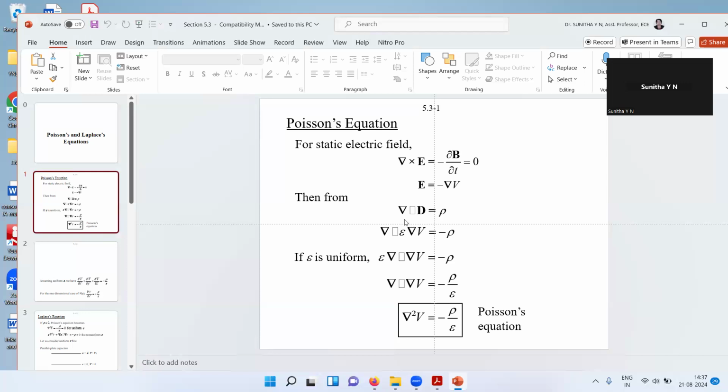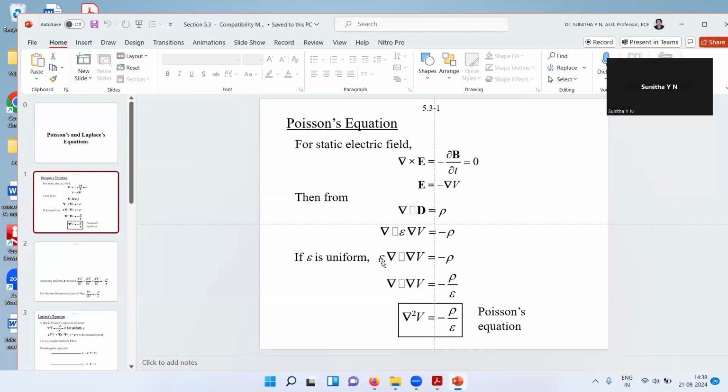This is the point form of Gauss's law, del dot D is equal to rho, where D is replaced with E, and in turn E is replaced with the gradient of V. So we found that del dot epsilon gradient of V is equal to minus rho. Now we assume that epsilon is uniform in the medium where we apply Poisson's law, that is, the permittivity is not changing. Then we can write this as epsilon into del dot gradient of V is equal to minus rho.